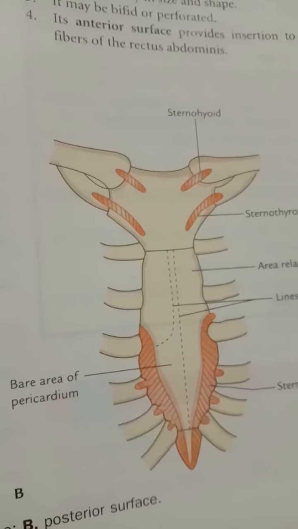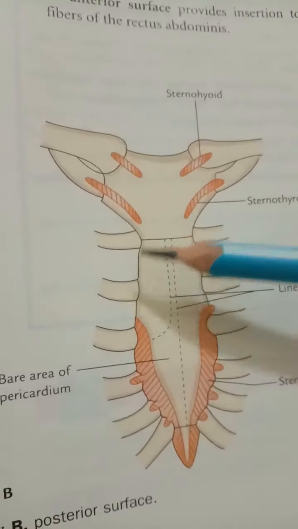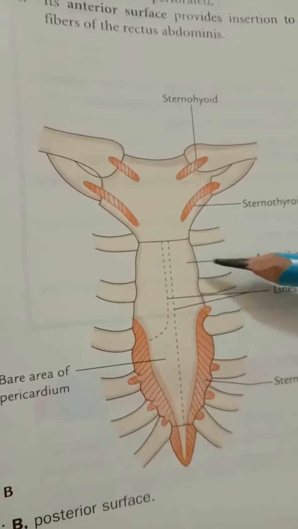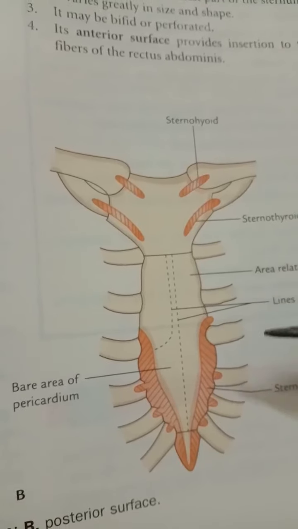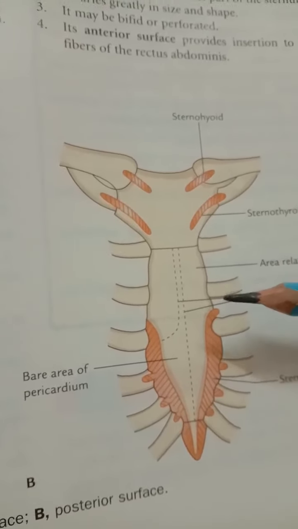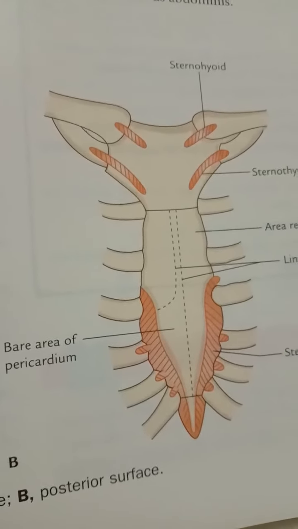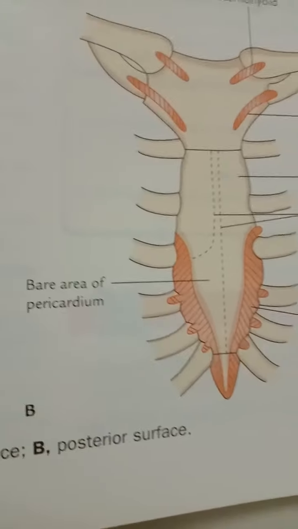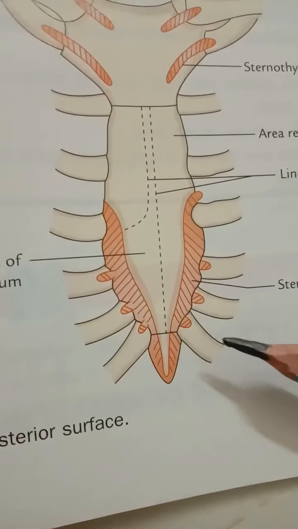Then between the facets for the articulation with the costal cartilage, on both sides, the lateral border provides the attachment of the external intercostal membranes and the internal intercostal muscle. Then the attachments of the xiphoid process. So that is the posterior surface.